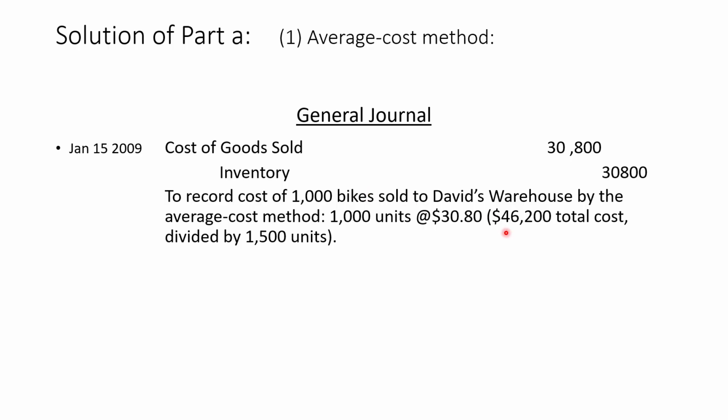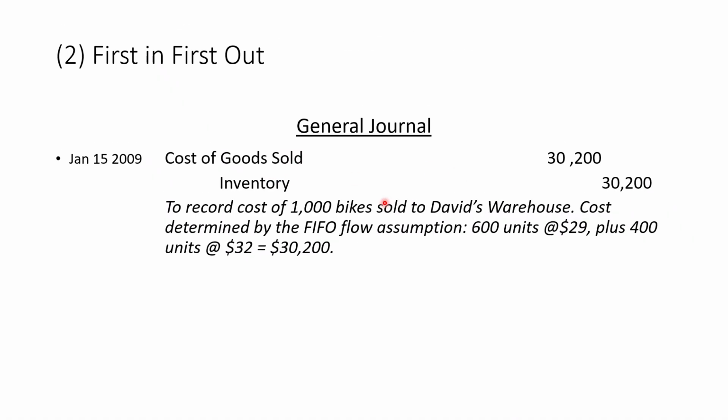Now we'll move to the other method, that is FIFO, first in first out. In that, how will we make the journal entry, how much amount will we debit and how much will we credit? Remember, in the average cost method and the FIFO method, the titles of the accounts would be the same. Like you can see on the slide, debit is cost of goods sold and inventory is credit.